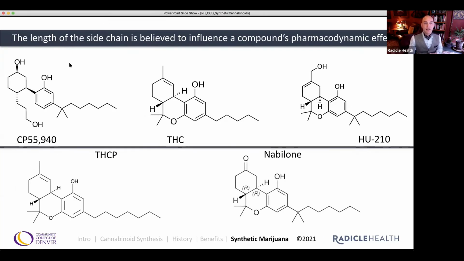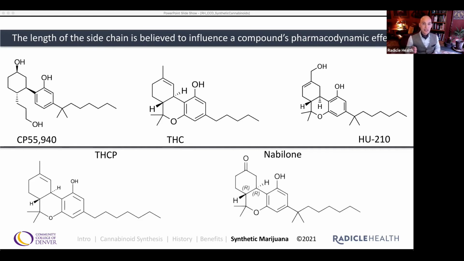But if you look at these synthetic cannabinoids like CP55940, you have 7: 1, 2, 3, 4, 5, 6, 7. Nabilone over here in the bottom right, 1, 2, 3, 4, 5, 6, 7 carbons. HU210, 7 carbons on that side chain. The length of the side chain is believed to influence a compound's pharmacodynamic effects, and synthetic cannabinoids like HU210 and CP55940, the ones that have the 7-carbon side chain, demonstrate far higher affinity to CB1 receptors than Delta-9 THC, and they're far more potent than Delta-9 THC. It's suggested that Nabilone, for example, has a binding affinity at CB1 that's 30 times stronger than THC. HU210 is somewhere between 100 and 800 times stronger at CB1 than THC.